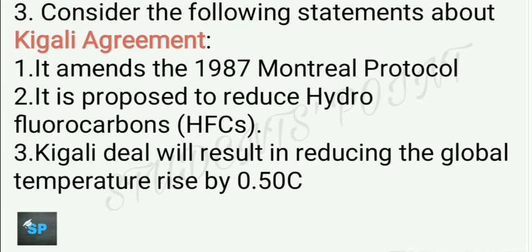So let's move ahead. The third question now. Consider the following statements about Kigali Agreement. It amends the 1987 Montreal Protocol. This statement is correct. Kigali Agreement is an amendment to the Montreal Protocol.